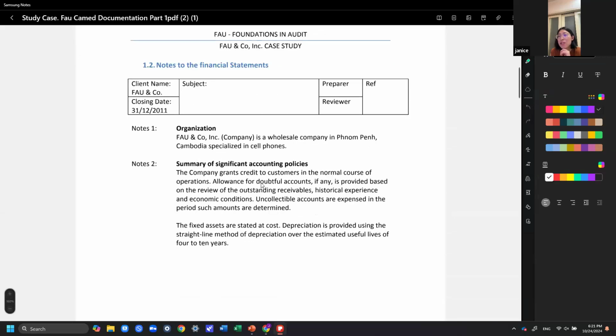The company grants credit to customers in the normal course of operations. Allowance for doubtful accounts, if any, is provided based on the review of the outstanding receivables, historical experience, and economic condition. Uncollectible accounts are expensed in the period such amounts are determined. The fixed assets are stated at cost. Depreciation is provided using the straight line method of depreciation over the estimated useful lives of 4 to 10 years.